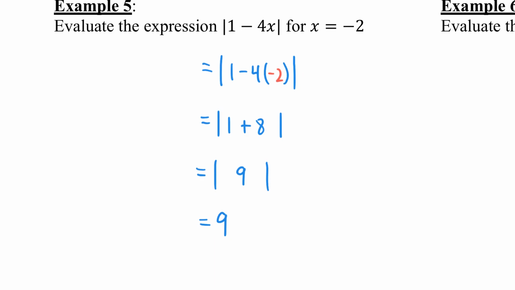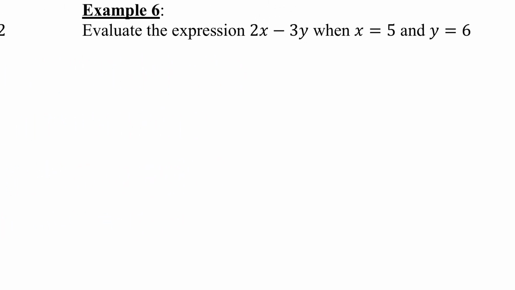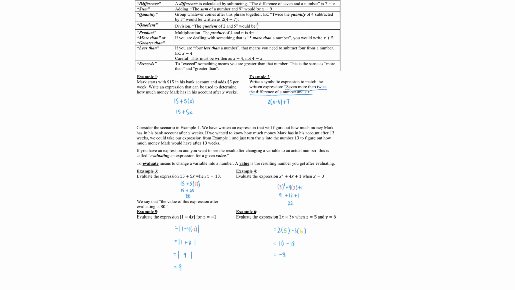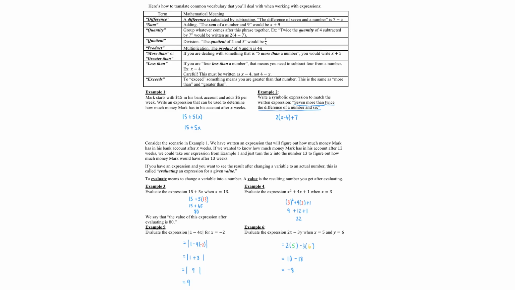Okay? All right. How about example 6? Evaluate the expression 2x minus 3y when x is 5 and y is 6. So this is 2x minus 3y, and for the x, it wants me to plug in 5, and for the y, it wants me to plug in 6. So 5 for the x, 6 for the y. This is really easy. 2 times 5 is 10, minus 3 times 6 is 18. So 10 minus 18 would be negative 8. Okay? And that is how you deal with expressions, and that is how you evaluate expressions.